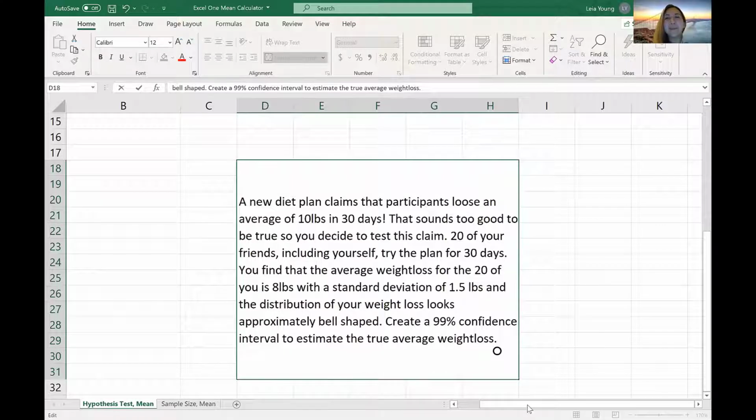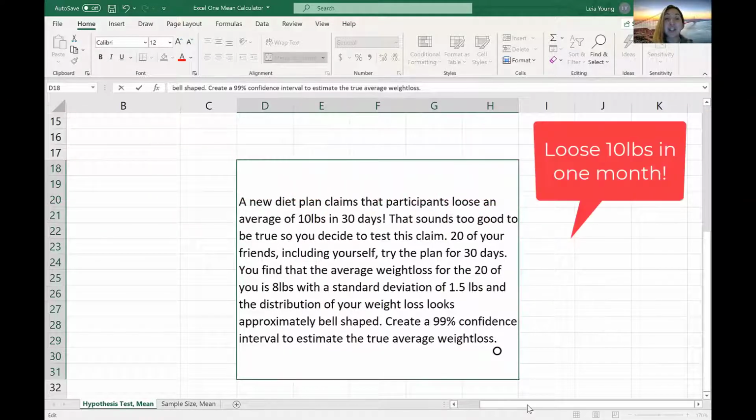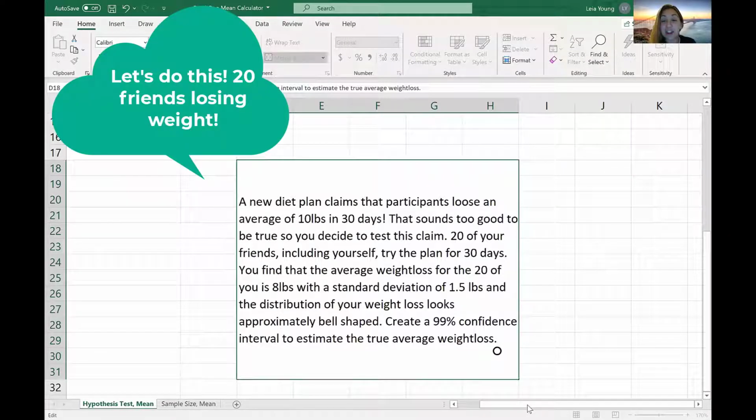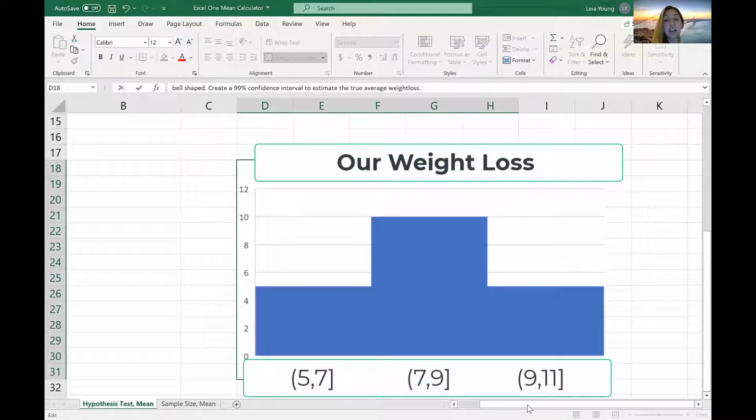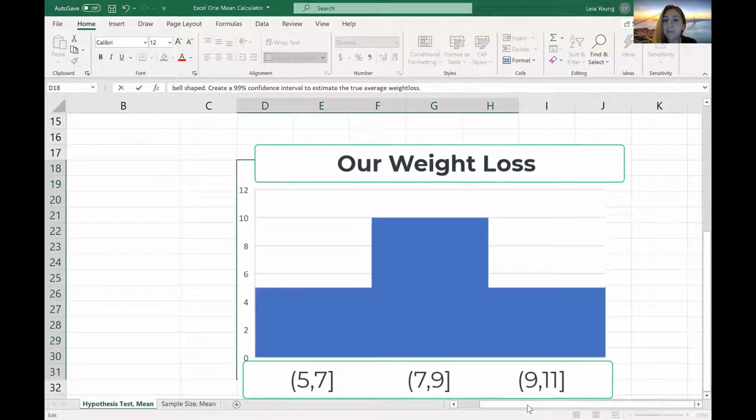Here's our example. A new diet plan claims that participants lose an average of 10 pounds in 30 days. Now that just sounds too good to be true, so you decide to test this claim. 20 of your friends, including yourself, try the plan for the 30 days. You find that the average weight loss for yourself and the 20 people is 8 pounds with a standard deviation of 1.5 pounds. And the distribution of your weight loss does look approximately bell-shaped.